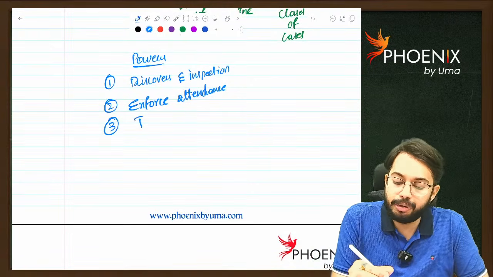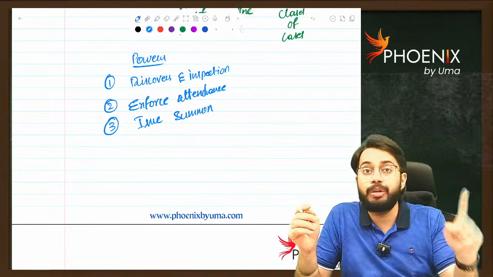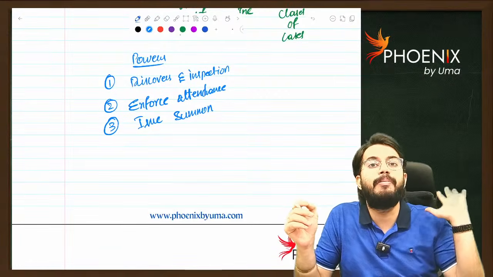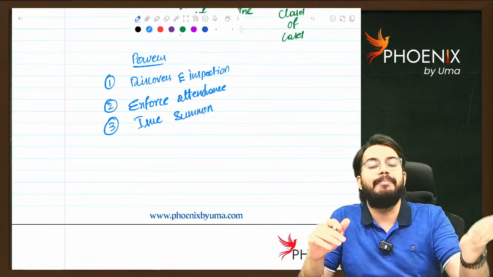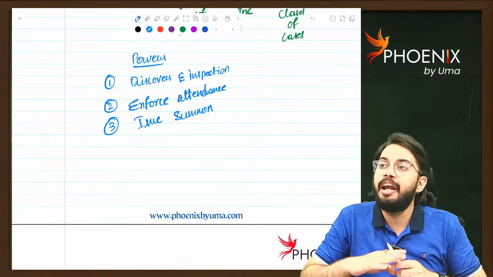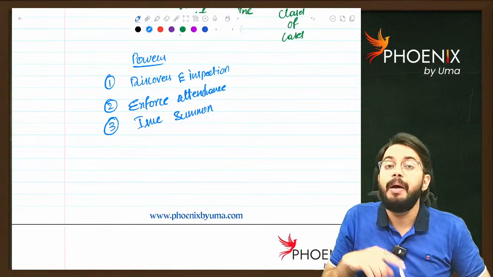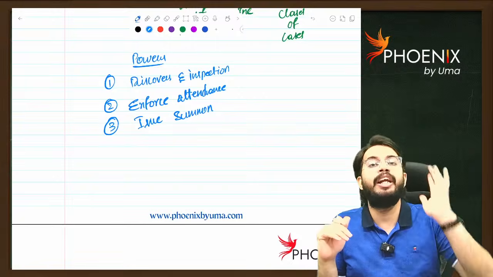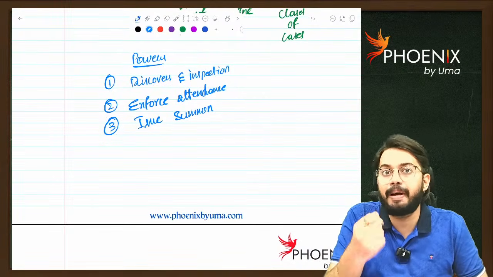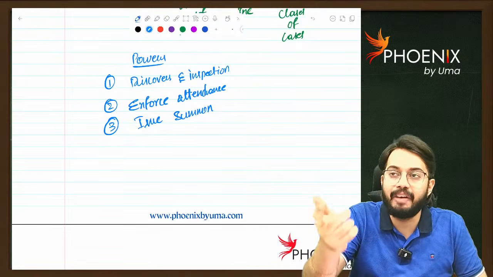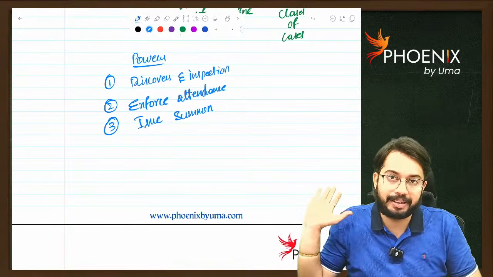Next, third, I can issue summons. Sir, what is a summons? Summons means what? If I issue a summons, definitely that person is required to come to my office and meet me in person. See, I can give a notice, I can also give a summons. What is the difference between notice and summons? If I give a notice, either the assessee will come or the assessee's legal representative will come. But if I give a summons, the assessee himself needs to come to my office. So whenever the assessing officer issues summons, those to whom the summons are given are mandatorily required to come to the assessing officer and meet him in person.